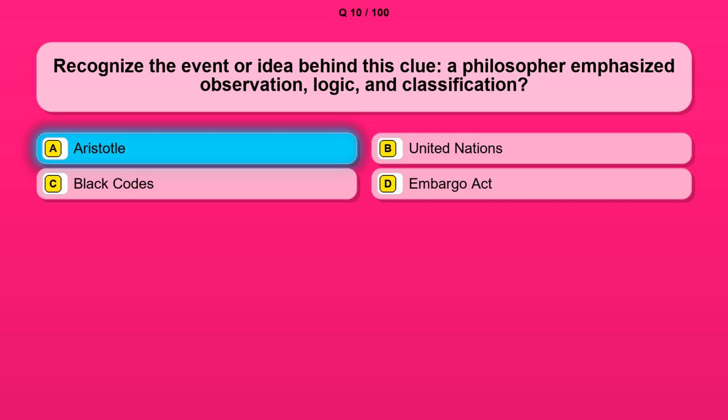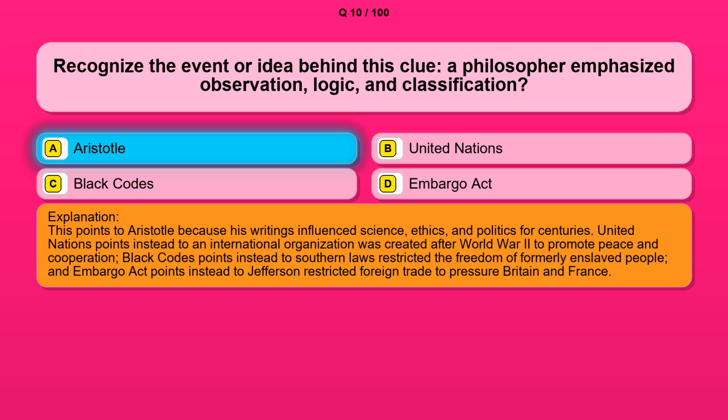The correct answer is option A, Aristotle. This points to Aristotle because his writings influenced science, ethics, and politics for centuries. United Nations points instead to an international organization created after World War II to promote peace and cooperation. Black Codes points instead to Southern laws restricting the freedom of formerly enslaved people, and Embargo Act points instead to Jefferson restricting foreign trade to pressure Britain and France.